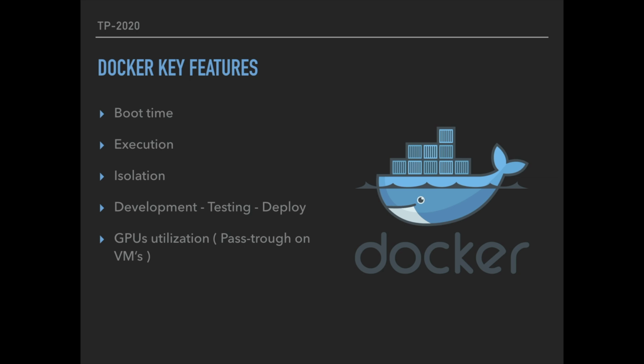For example, GPU utilization, what we call pass through on VMs. On VMs, as you may have seen in the past, it's a little bit complicated to get GPU pass through on an NVIDIA GPU. And we see these days more and more utilization of GPUs for compute power, and even for 3D rendering or video editing. But we're going to be focused on compute power.